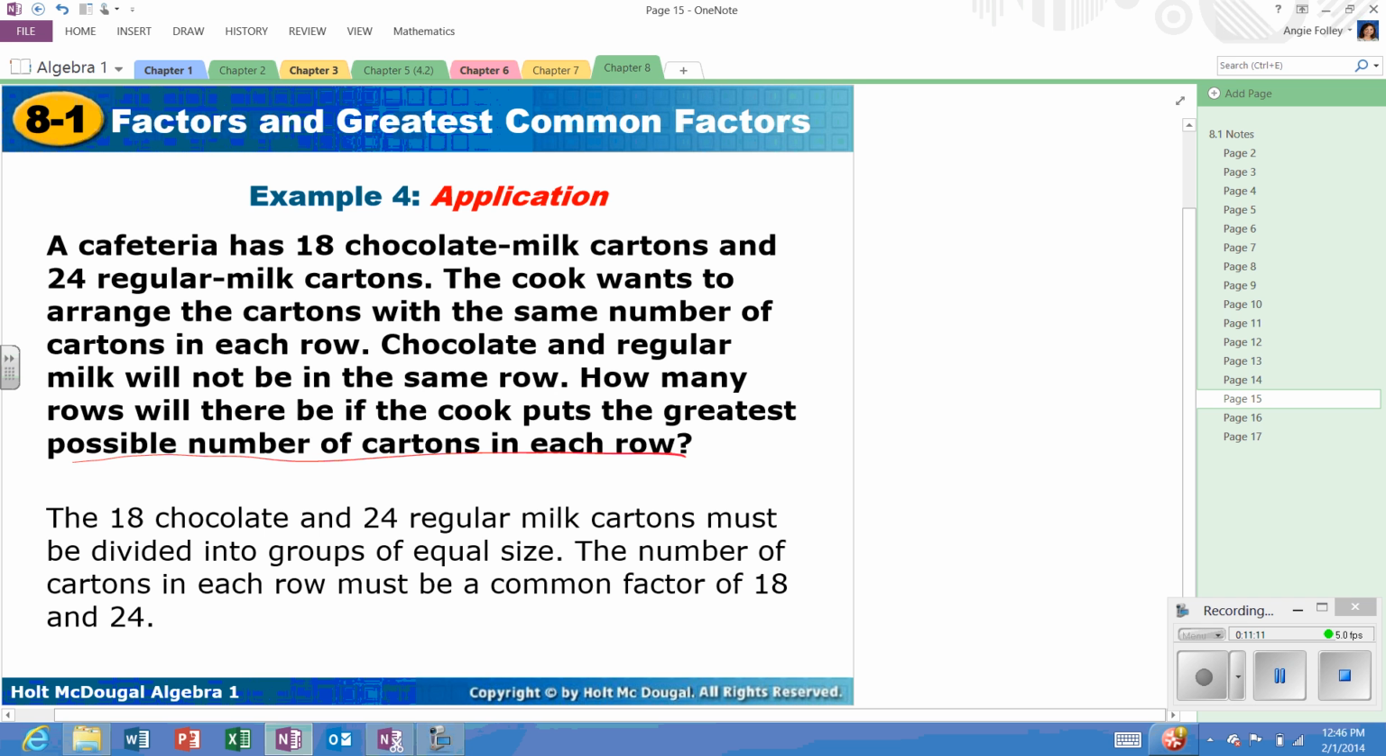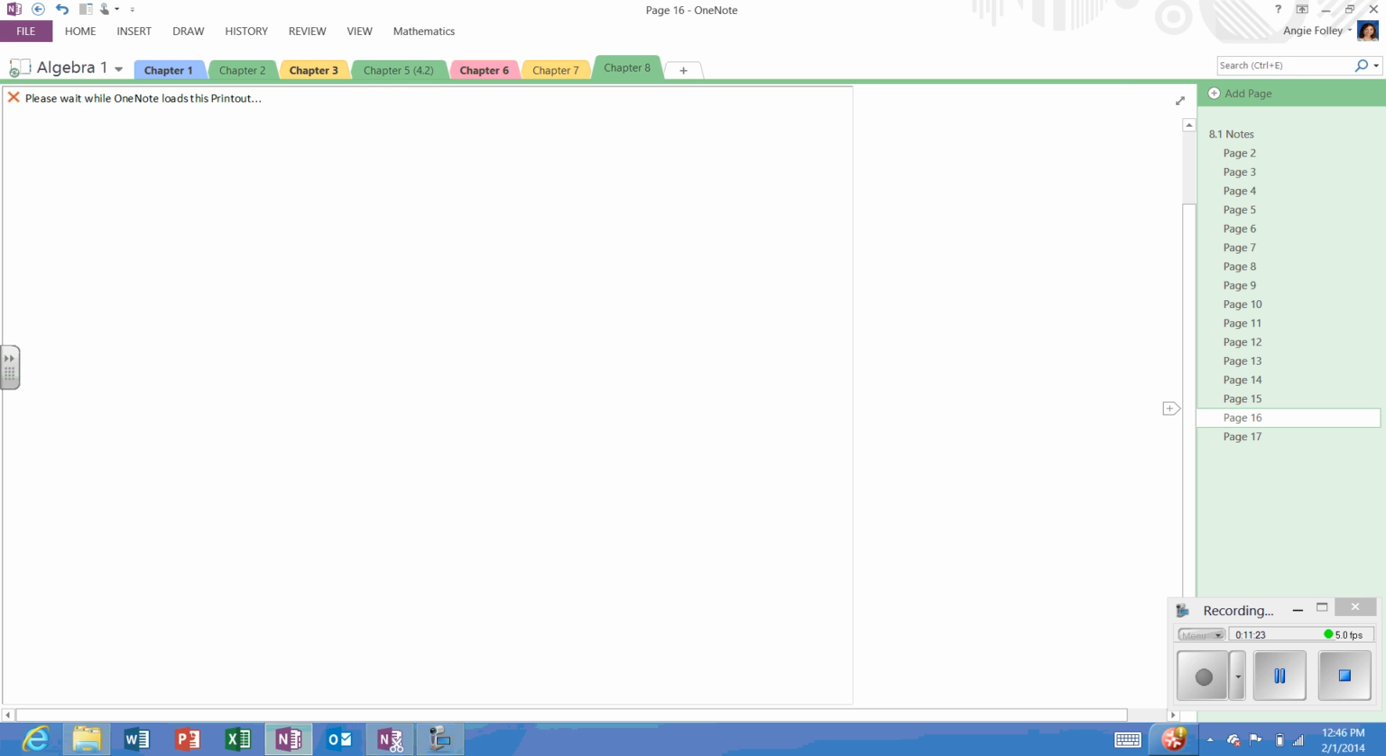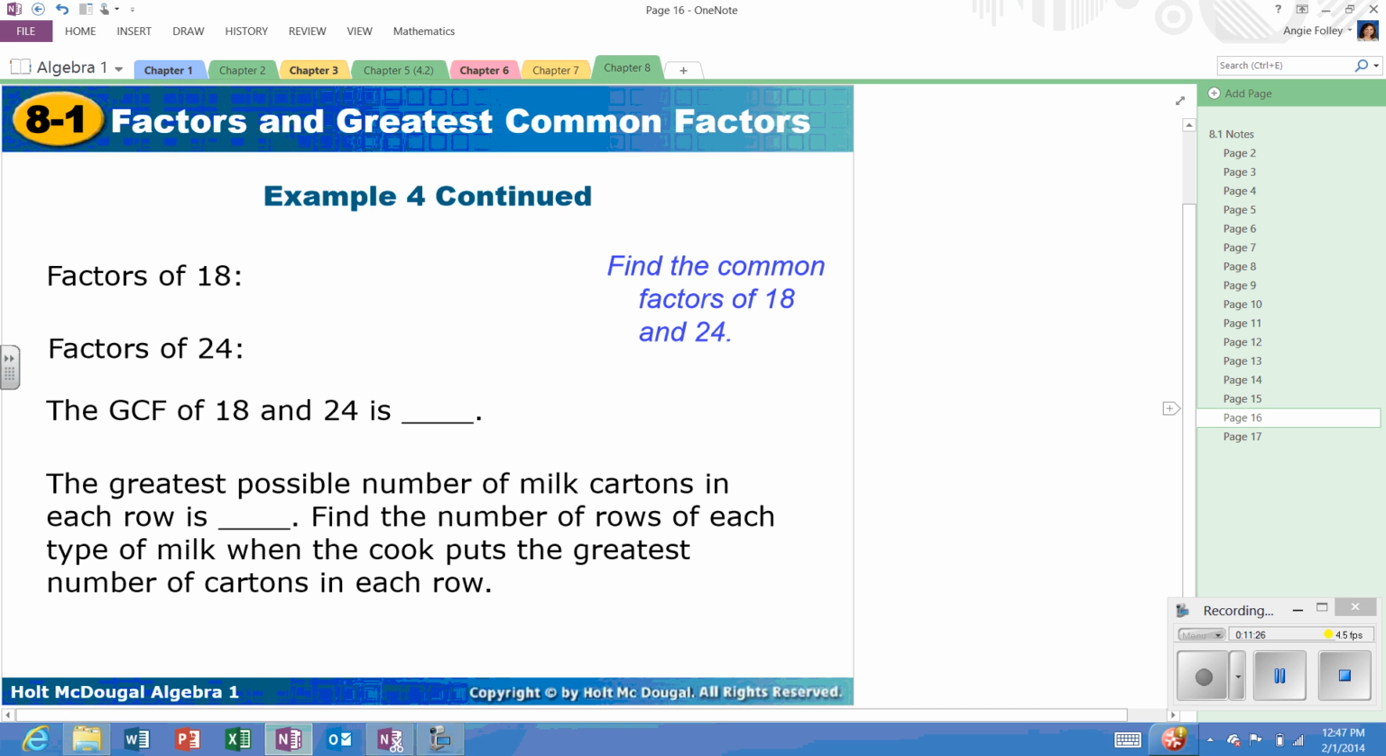So basically they're asking that the 18 chocolate and 24 regular milk must be divided up into equal group sizes, and the number of cartons in each row must be a common factor of 18 and 24. So we need to list out the factors of 18. All the factors of 18 are 1, 2, 3, 6, 9, and 18. And all the factors of 24 are 1, 2, 3, 4, 6, 8, 12, and 24. So the greatest common factor here is 6. That means that the greatest possible number of milk cartons in each row is 6.